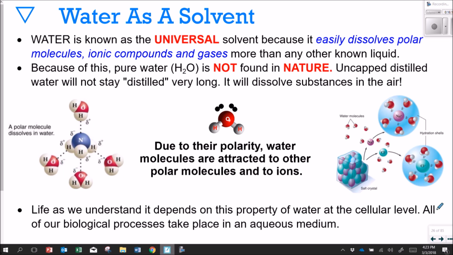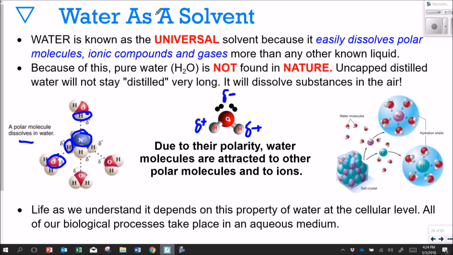So due to their polarity, water molecules are attracted to other polar molecules and to ions. Remember, the oxygen side of a water molecule has a slight negative charge and the hydrogens are partially positive. So here we see a water molecule dissolving ammonia. We have the positive hydrogen side being attracted to the negative nitrogen on ammonia, and the negative oxygen side of water being attracted to the positive hydrogen side of the ammonia molecules.